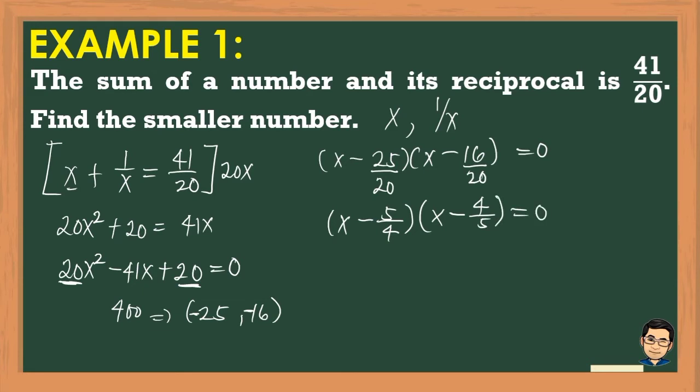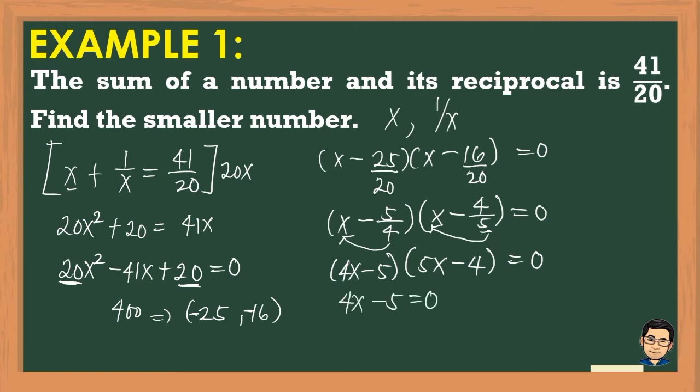And then, x minus 5/4, yung 4, lipat natin sa tabi ng x. Yung 5 naman, lipat din natin sa tabi ng x. So, magiging 4x minus 5 tsaka 5x minus 4 equals 0. Then, we equate each term to 0. Okay. So, 4x minus 5 is equal to 0. Magiging 4x is equal to 5, divided by 4.